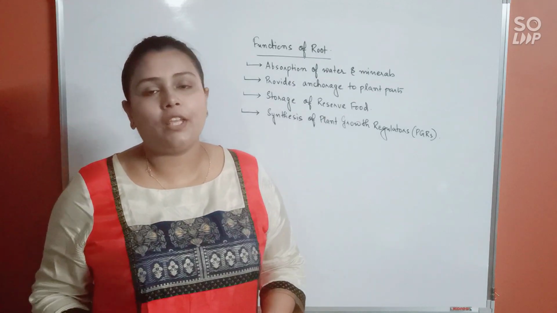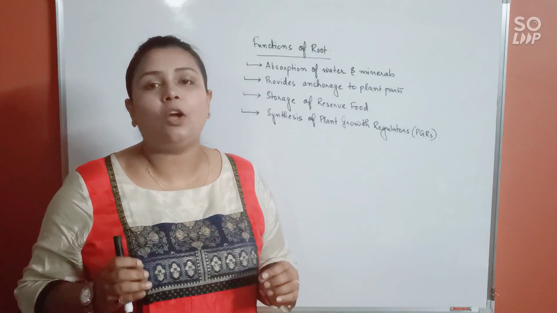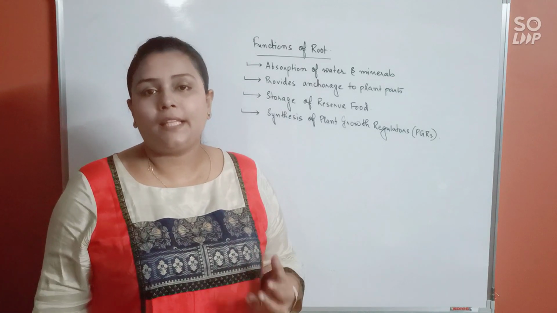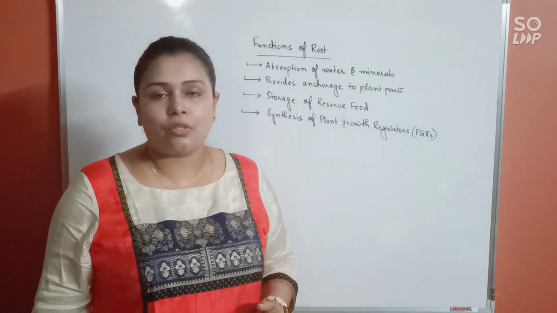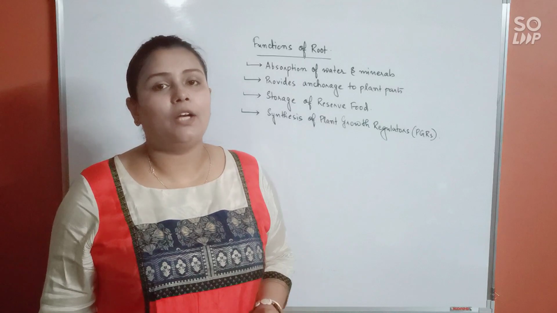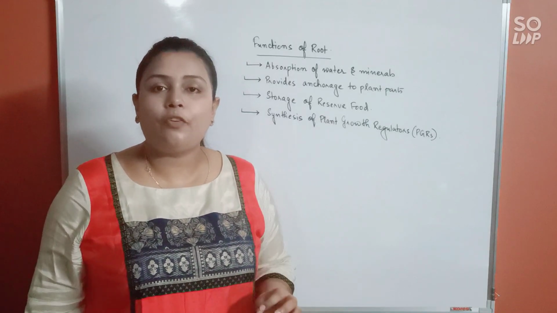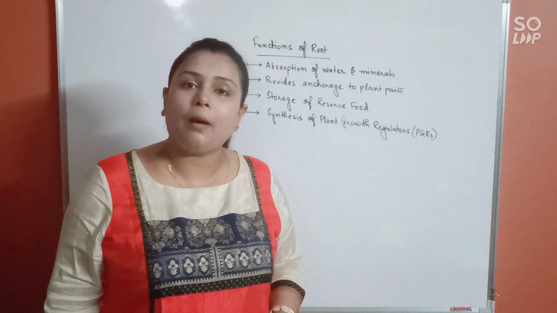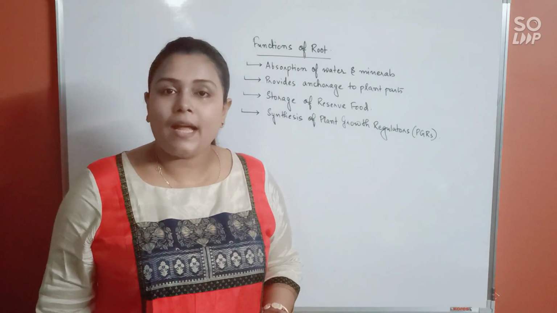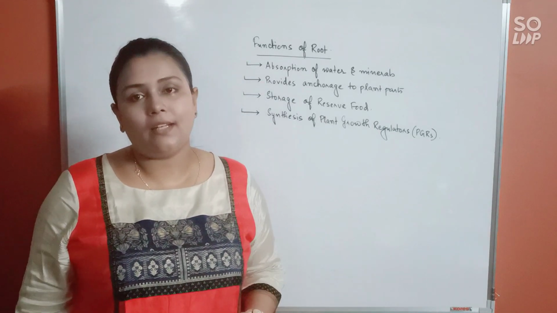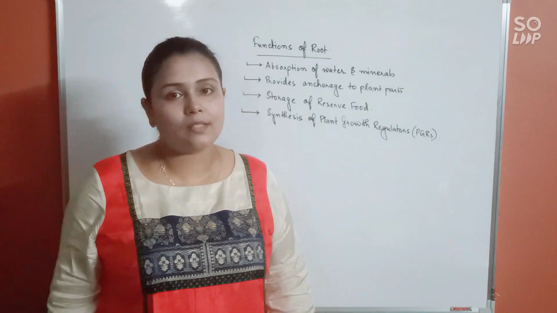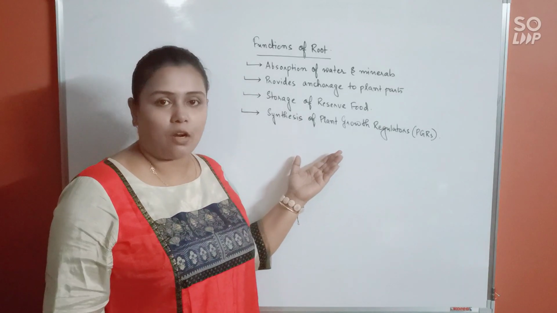The plant growth regulators are certain simple organic substances and they are secreted by the roots. Just like hormones are to animals, they are to plants. So they are very important for the overall growth and development of the plant body. And they are again secreted by roots, hence it's also a very important function.